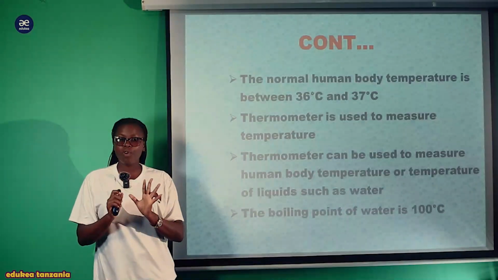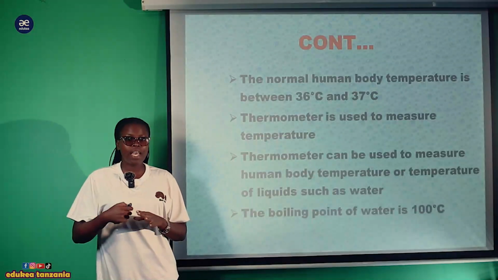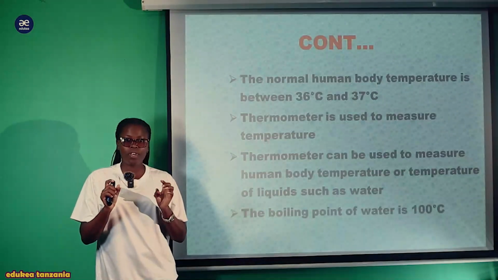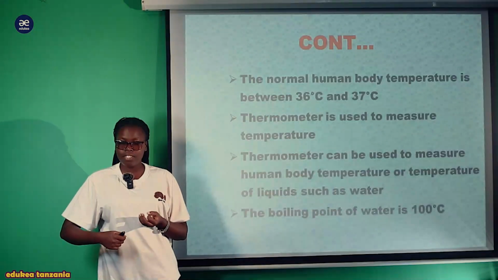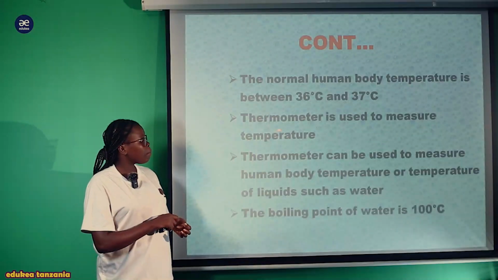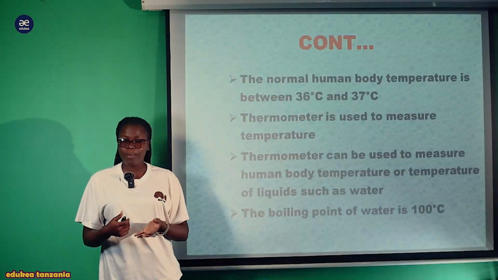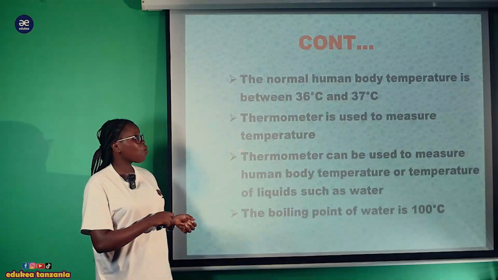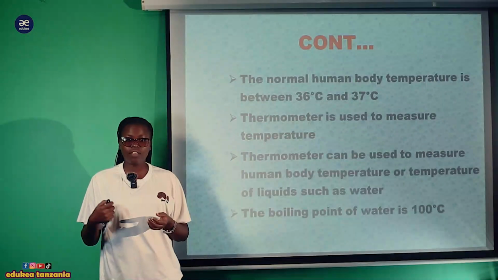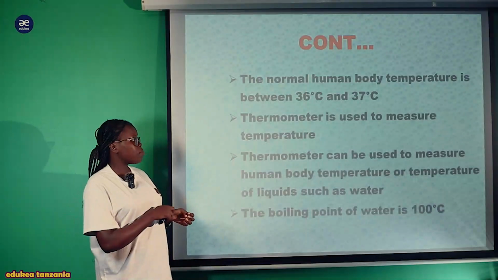Na this body temperature differs from one organism to another. And the thermometer is used to measure the temperature. Kwa binadamu unaweza kwenda hospitalini ukapewa thermometer na wengine wanawekewa shingoni au kwenye kwapa kwa ajili ya kuangalia body temperature. Sasa hivi kuna vipimo vingine unakuwa unawekewa, these are electronic. Zenyewe zinatumika katika kupima joto la mwili. And a thermometer can be used to measure the human body temperature or temperature of a liquid such as water.